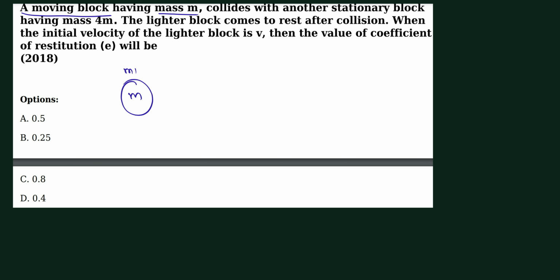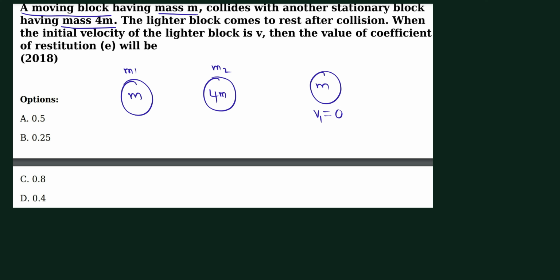A block collides with another stationary block having mass 4m. Let us say this is m2. The lighter block comes to rest after collision. After collision, this will come to rest, which means V1 will become 0.